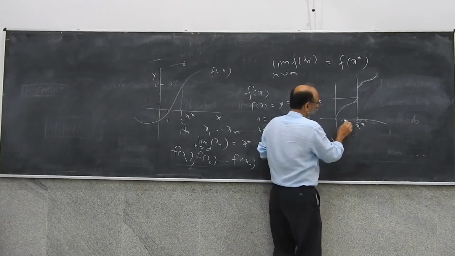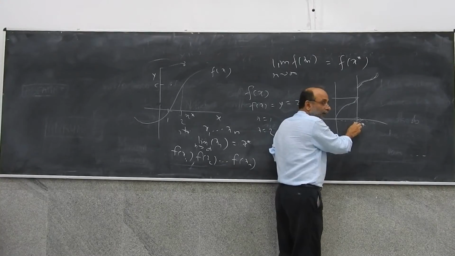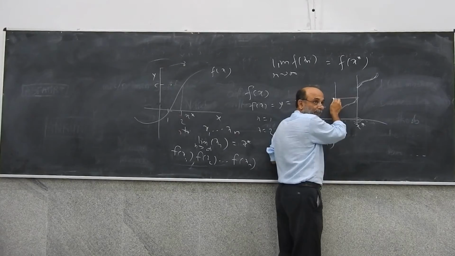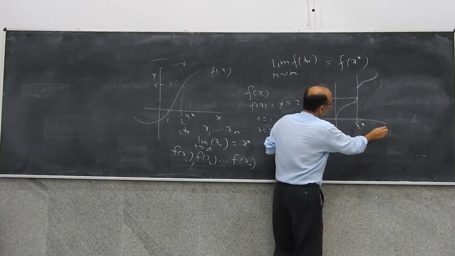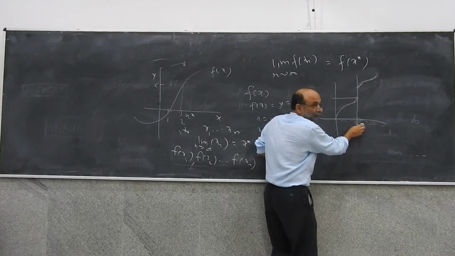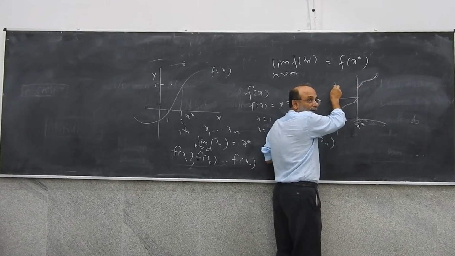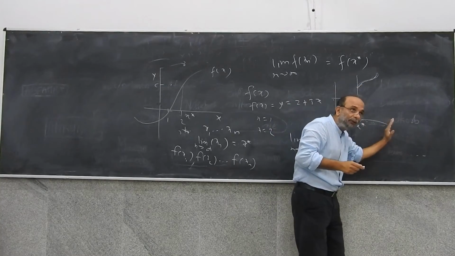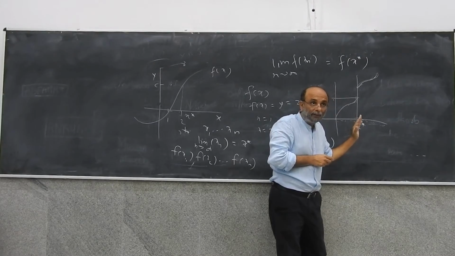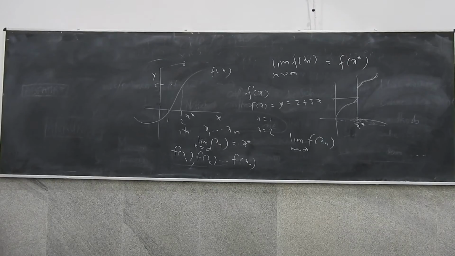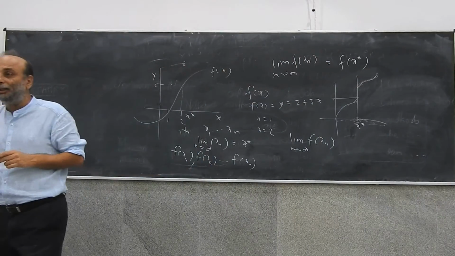See, as you approach x star from this side, from the left, as x tends to x star, f of x is getting closer and closer to f of x star. But as you approach from this side, are you getting closer and closer to f of x star? You aren't, no? So therefore this function is continuous from the left but not continuous from the right. Right? Okay? Fine? So if a function has to be continuous at x star, it has to be continuous both from the right and the left. It has to be right continuous and left continuous. Okay? That is what is meant by a continuous function.